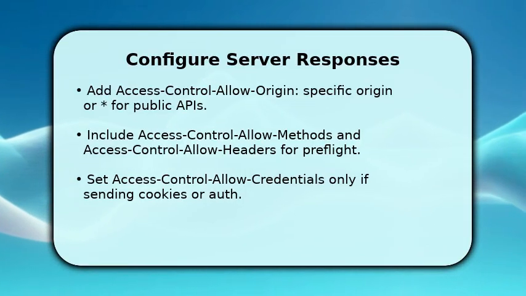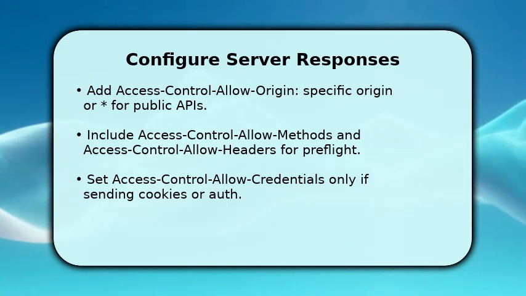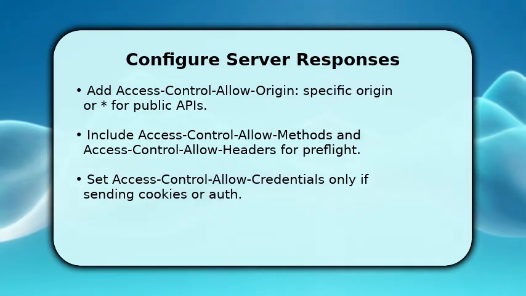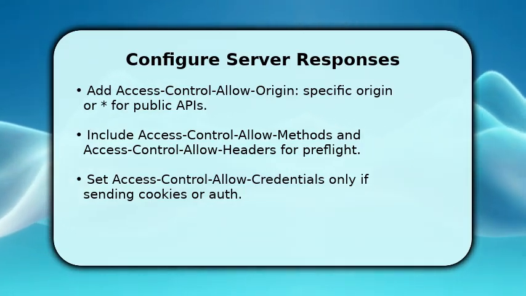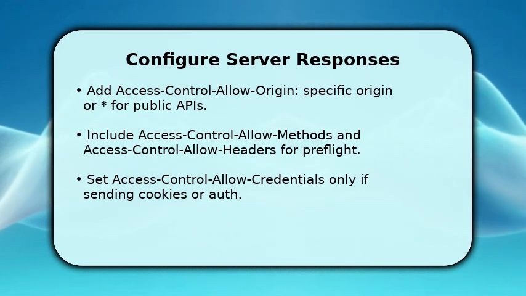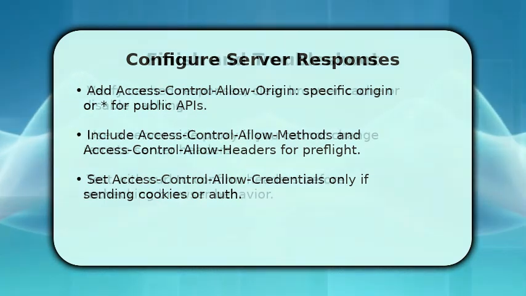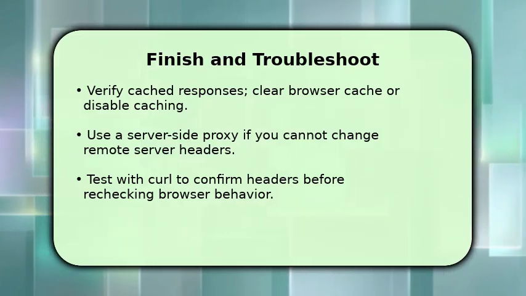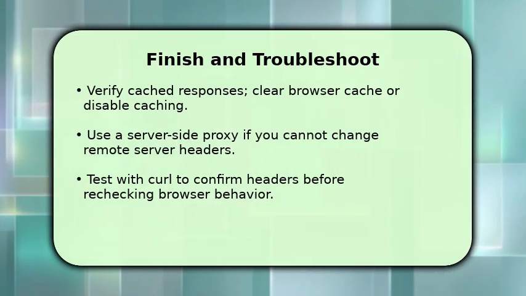If your client sends cookies or authorization, enable Access-Control-Allow-Credentials and return the exact origin, not star. Once headers are correct, restart the server and reattempt the request to confirm the header flow is delivered. Finish by testing end-to-end. Clear the browser cache or use an incognito tab because old responses may hide fixes.